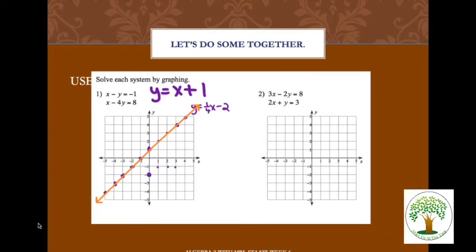Up 1 and over 1, 2, 3, 4. Did I do that right? Down 1 and over 1, 2, 3, 4. There we go. I go backwards. If you go down and back, you'll find where they cross. If you do a ton of dots, you'll know where they cross.